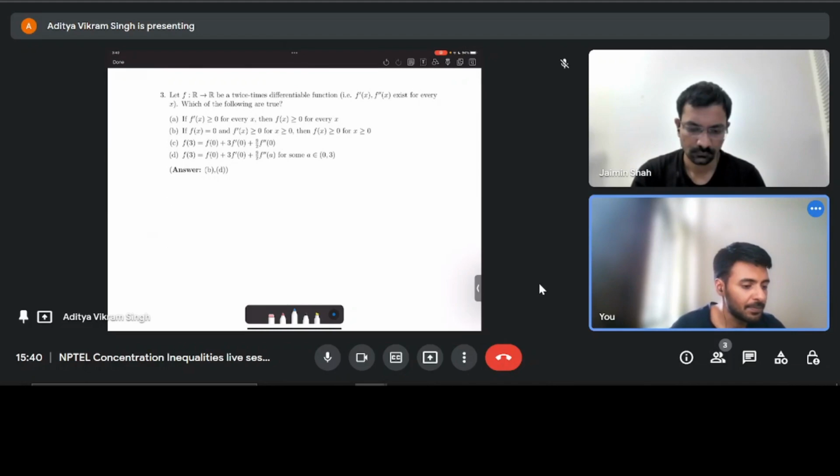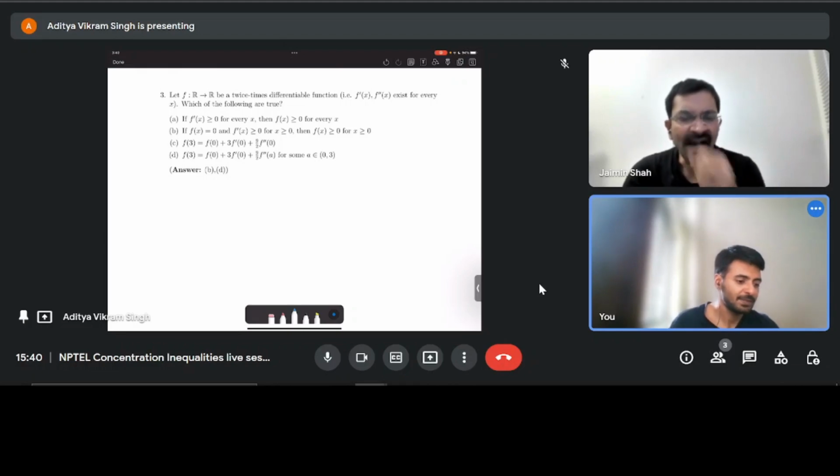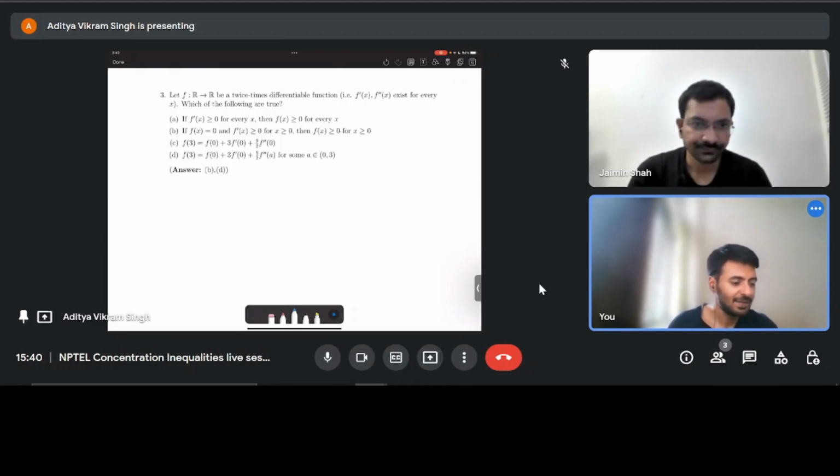Okay, so third question: f is twice differentiable. Which of the following are true? So A is, if f dash x is greater than equal to 0 for every x, then fx is greater than equal to 0 for every x. So again, it's an increasing function, but an increasing function can be negative, so A is not true.